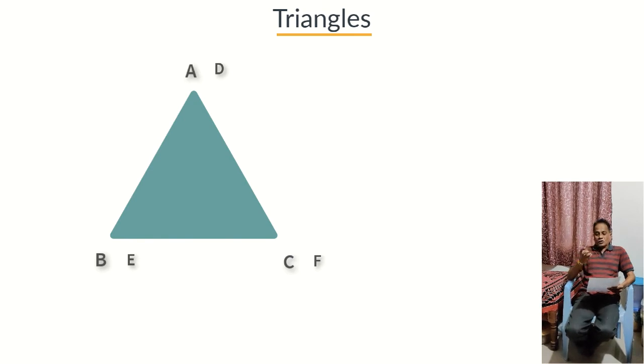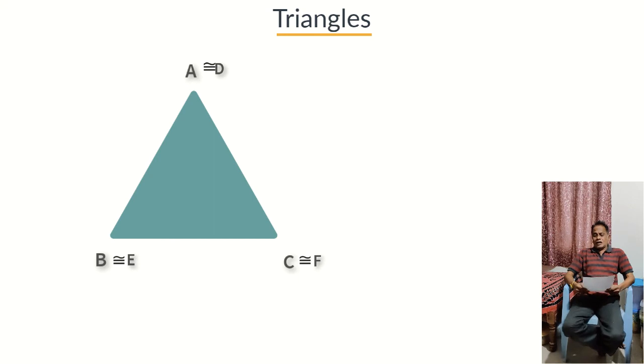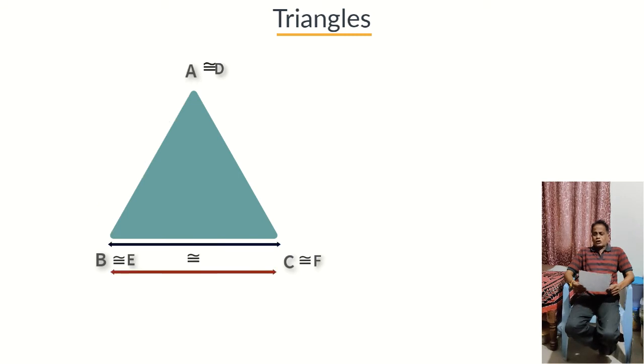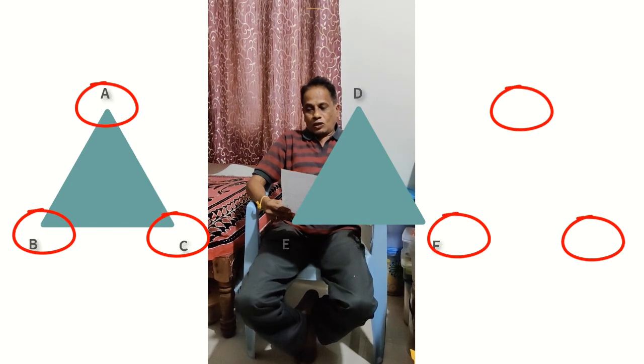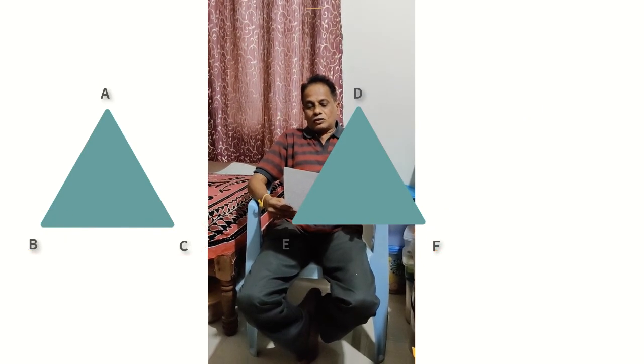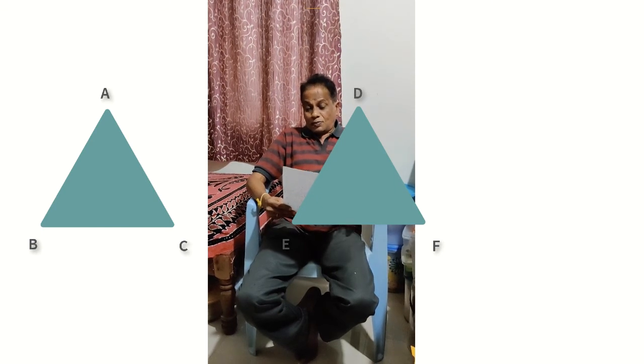This is called one-to-one correspondence. Vertex A is congruent to vertex D, vertex B is congruent to vertex E, vertex C is congruent to vertex F. Similarly, let us take the line segments, in other words, the sides of the 2 triangles. One-to-one correspondence: side AB is congruent to side DE. Side BC is congruent to side EF. And side AC is congruent to side DF. First we concluded related to the vertices, one-to-one correspondence. Similarly, we came across one-to-one correspondence with respect to the sides.